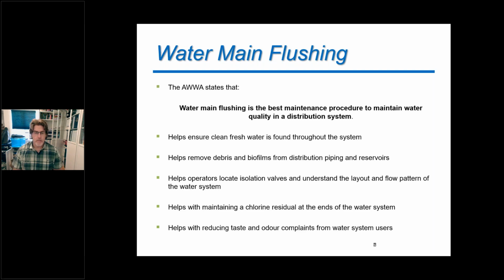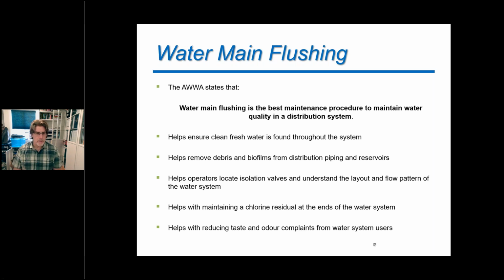Now, one of the key things of why this is very, very important as far as the operation of your small water system is, the American Water Works Association has a nice blanket statement here, where water main flushing is the best maintenance procedure to maintain water quality in a distribution system. So the idea is if you don't do anything else on your system, you should at least flush it once a year to try to maintain that water quality.